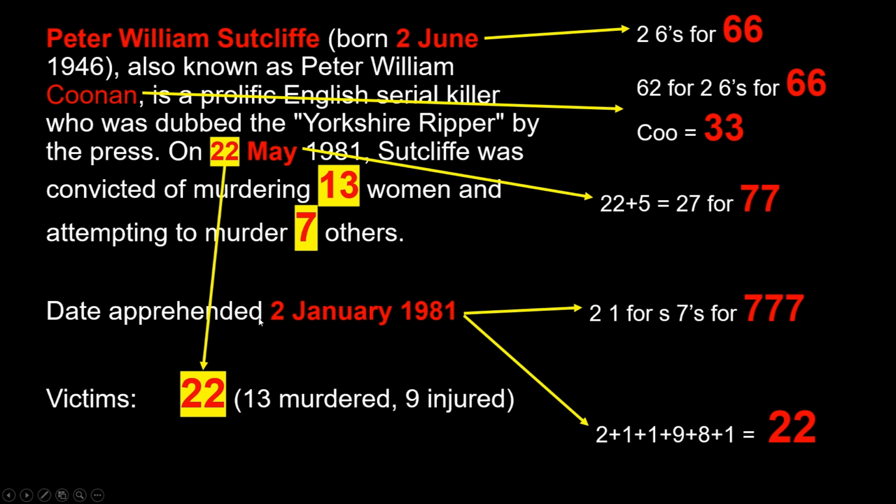And he was apprehended on the 2nd of January 1981. Well, we've got a 2 and a 1 for 21, for 3 7s, for 7 7 7. And if we add the date up, a 2 and a 1 and a 1 and a 9 and an 8 and a 1, guess what we get? We get 22 again, and we'll see 22, which of course is a master number, appears many times in this Yorkshire Ripper story.